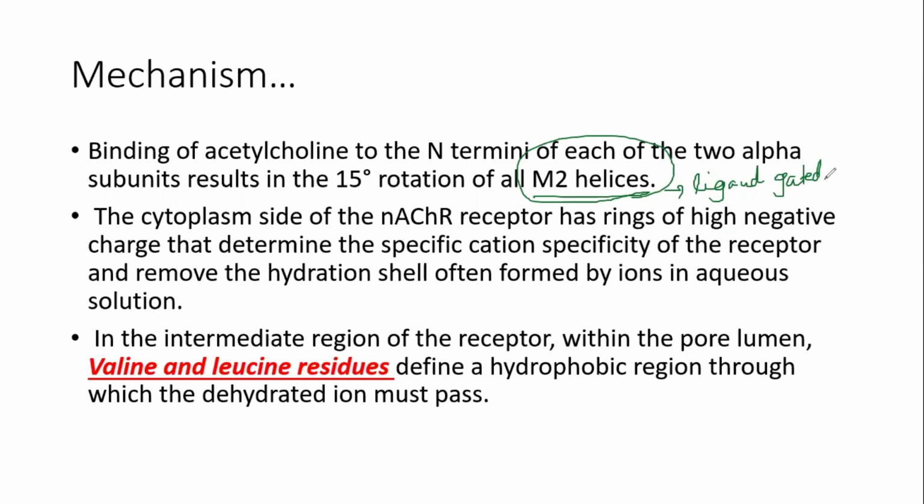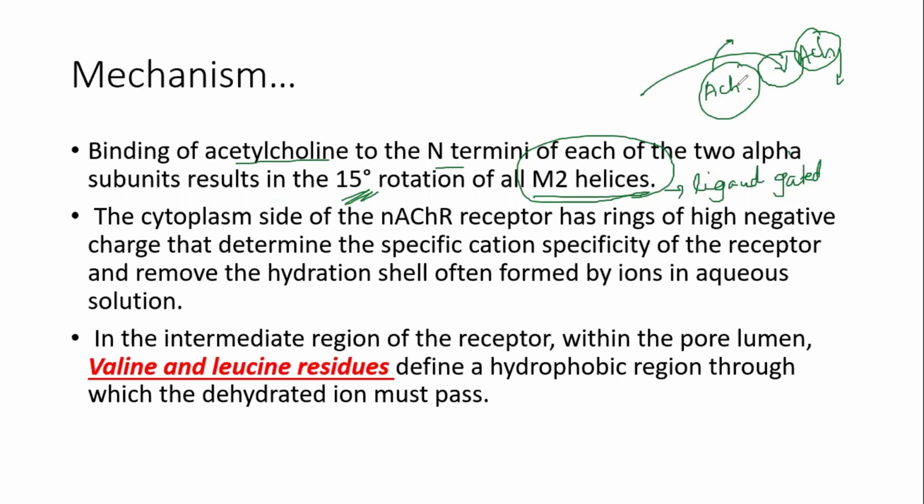So what you have to remember is that acetylcholine is binding to the N terminus, to the alpha subunits. There are two binding sites where acetylcholine comes and binds. When it is binding, what is happening? It is rotating 15 degrees. So the 15 degree rotation happens, and because of that, the closed channel over here will now become porous. The channel will become hollow, through which the ions can pass through. I'll show the figure.